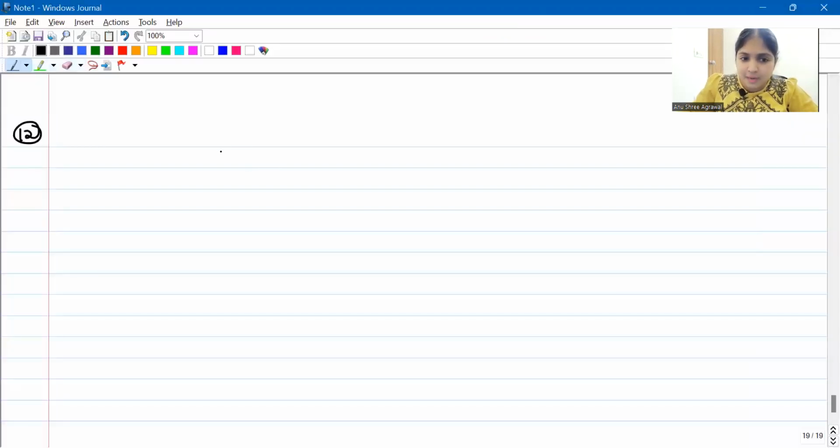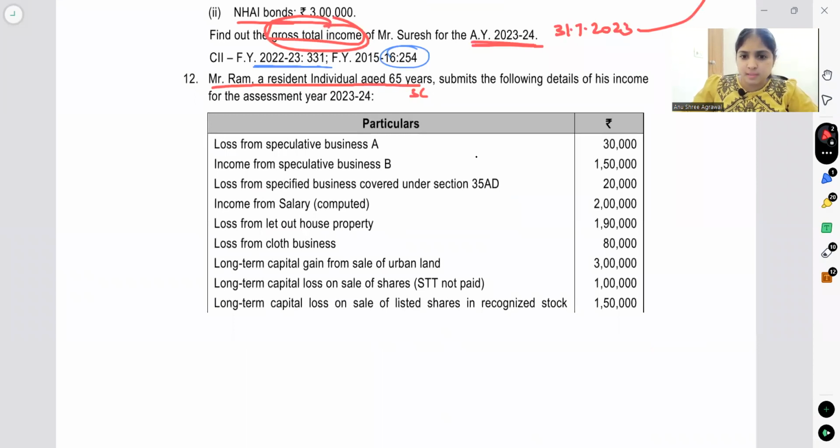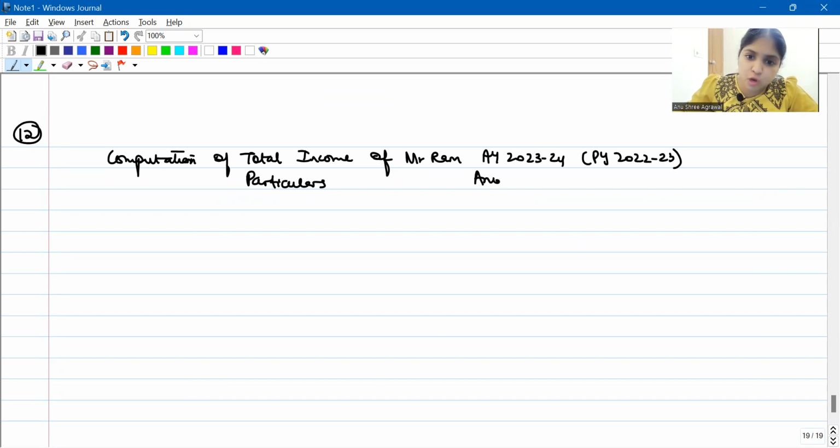All right, first of all, I'll make my table. I'll give my heading first, computation of total income of Mr. Ram. For which year are we calculating? Assessment year 23-24, in brackets previous year 22-23. Okay. Make a table now, a broad particulars column, and you will need 3 amounts columns.